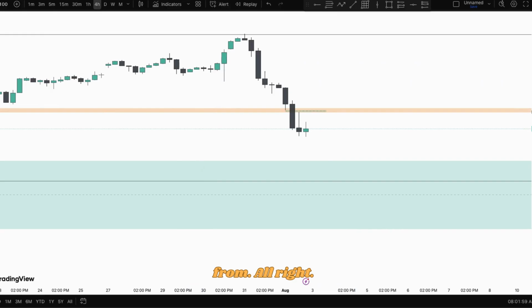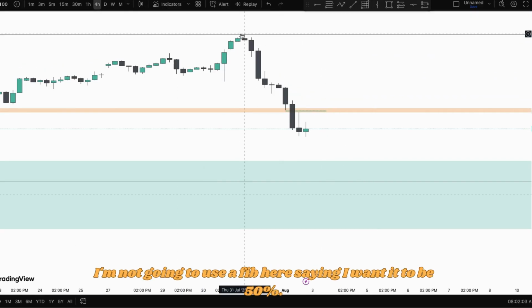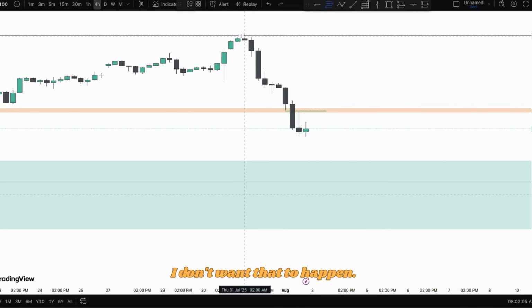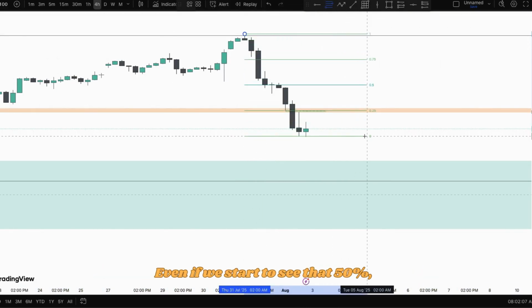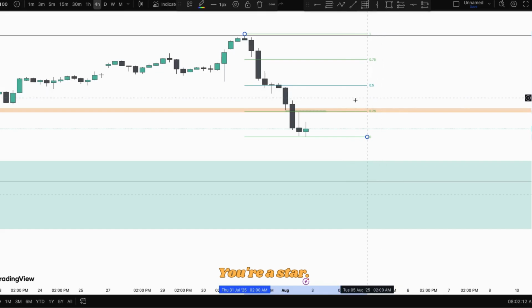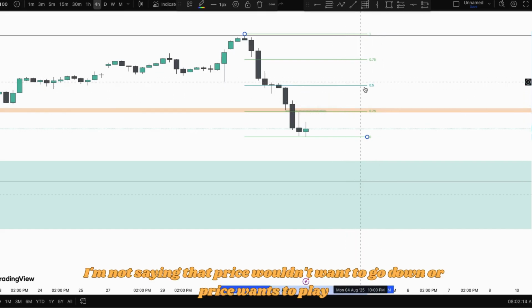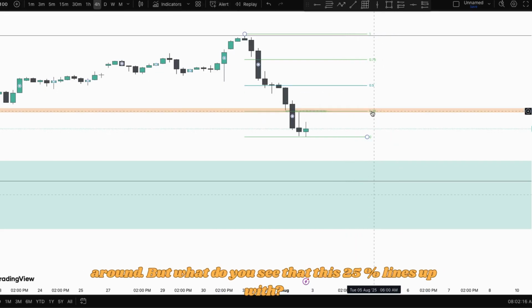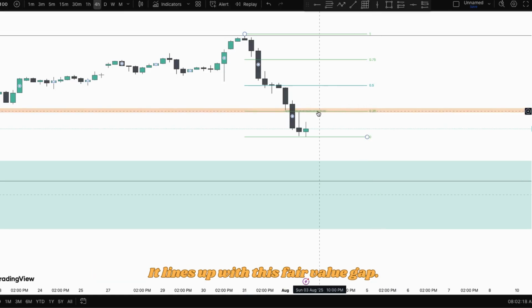All right, so I'm not going to use a fib here saying I want it to be 50%. I don't want that to happen. Even if we start seeing that 50%, that means price wants to play around. You understand? I'm not saying that price won't want to go down, but price wants to play around. But what do you see that this 25% lines up with? It lines up with this fair value gap.